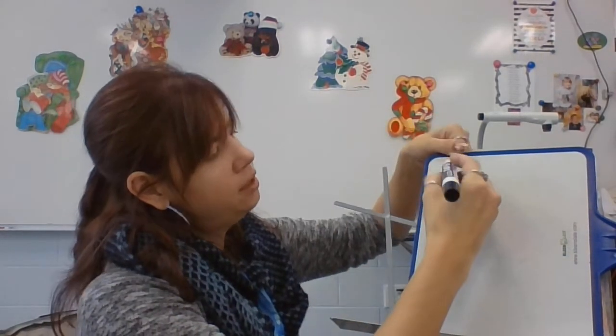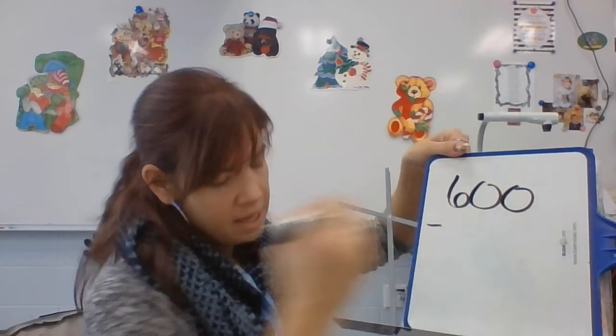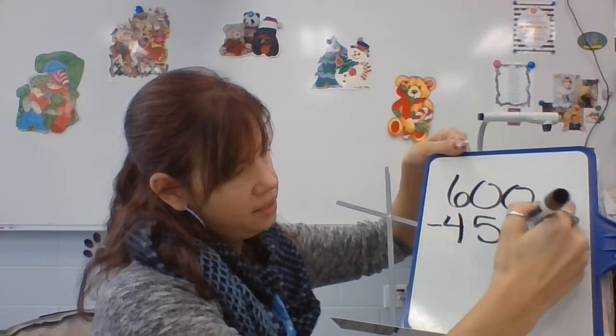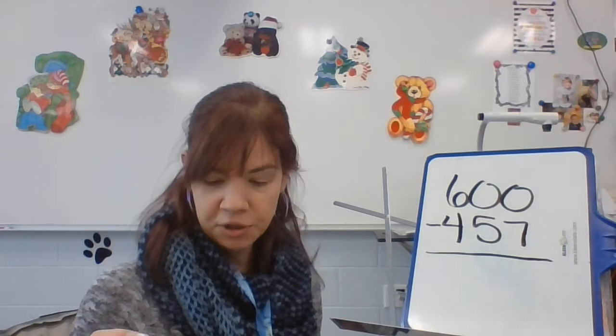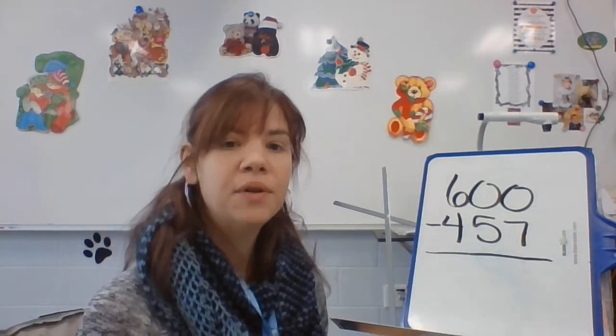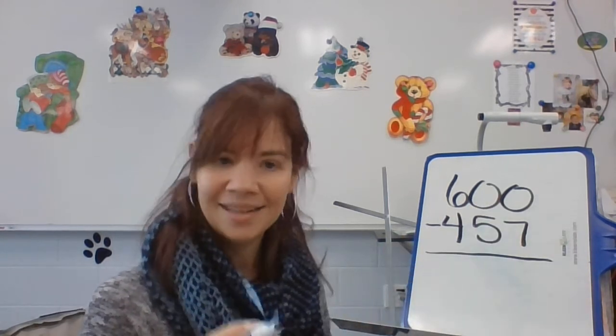It's 600 minus 457. All right, with most of these, we have to go all the way over to the hundreds place because, again, starting with those zeros, we can't subtract.